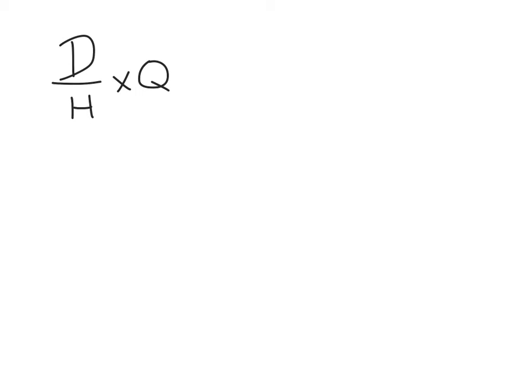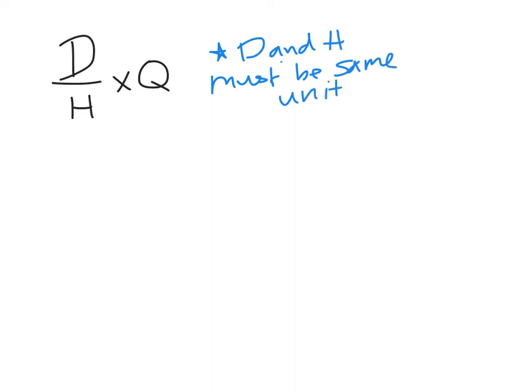Our one stipulation for this, and just a little side note over here, is that D and H must be the same unit. Well, that's horrible handwriting there. It's hard to write on this iPad. D and H must be the same unit. So what that means is if, say, the doctor orders a medication in grams and that medication comes in milligrams, we're going to have to do some switching up.